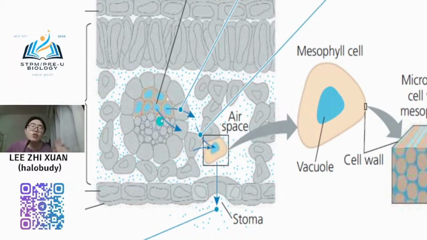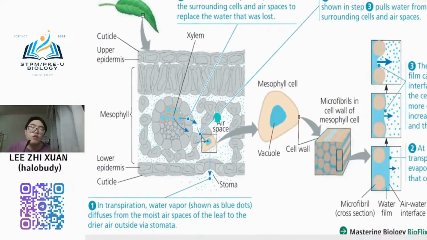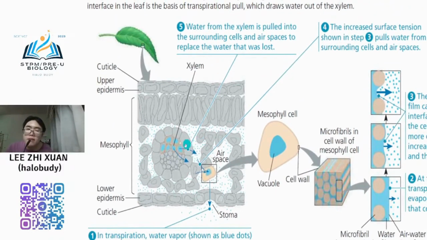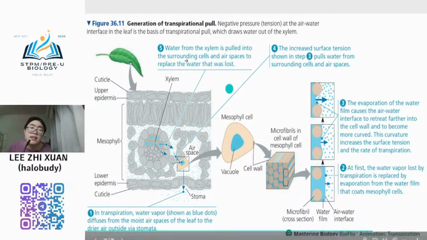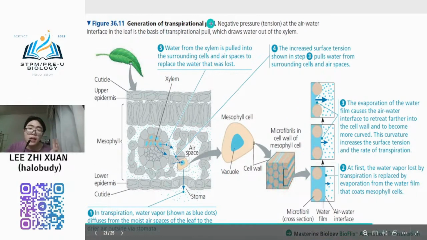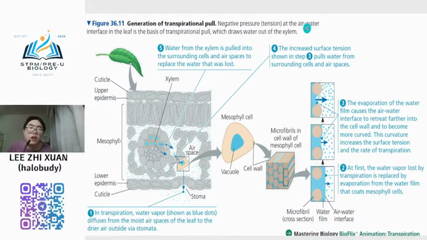But normally the water will come from the root, leaf, xylem vessel. So normally the water from the xylem is pulled into the surrounding cells and air space to replace the water that was lost. So it will replace all this water. So this is the generation of transpiration pull, negative pressure tension.